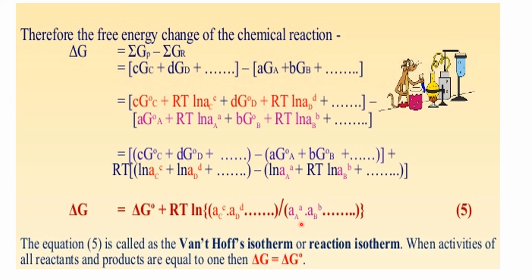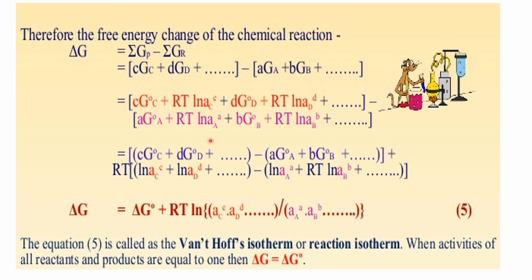So we could say the change in free energy of any system is equal to the change in standard free energy of the reactants and products plus RT into logarithm of activity of products divided by activity of the reactants. This equation is called the Van 't Hoff isotherm or reaction isotherm.